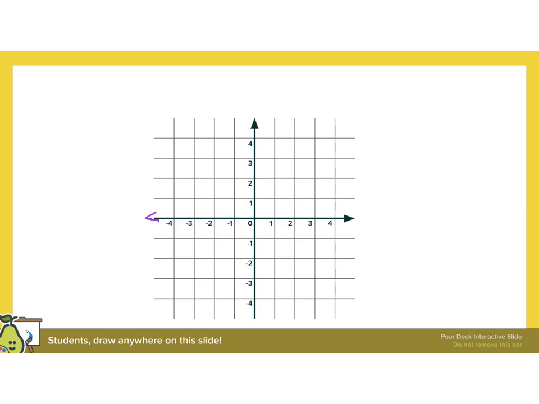Label each axis. So this is the x-axis, the horizontal one, and the vertical one is the y-axis. Okay, so if you have to pause to get everything labeled, go ahead and pause here. Next, you're going to label your origin. So this point where the two axes meet, this is called the origin, the point 0, 0.